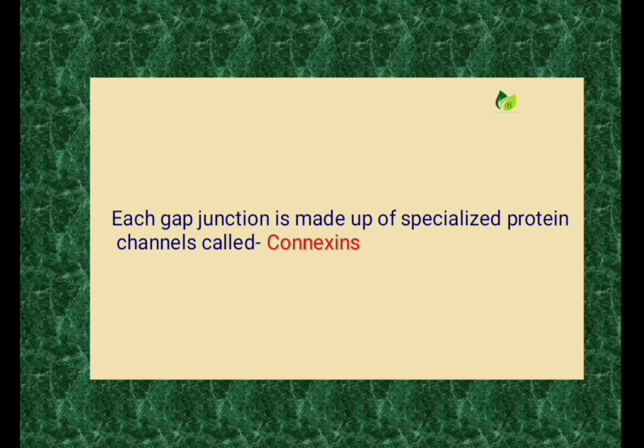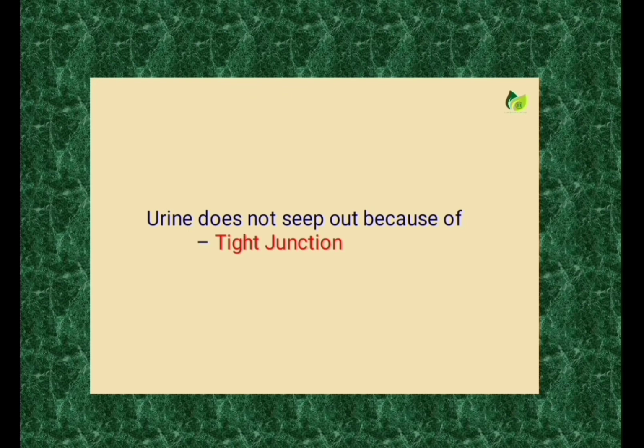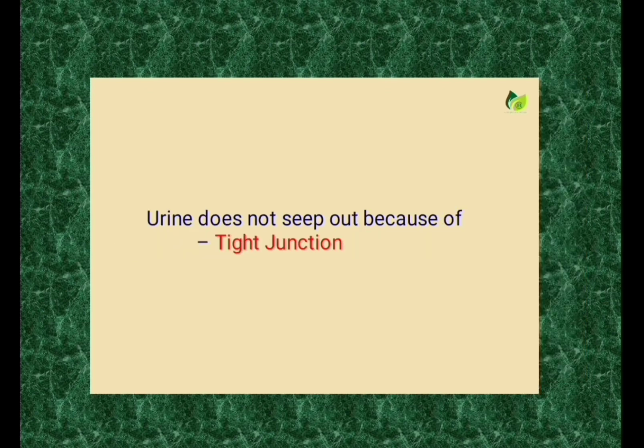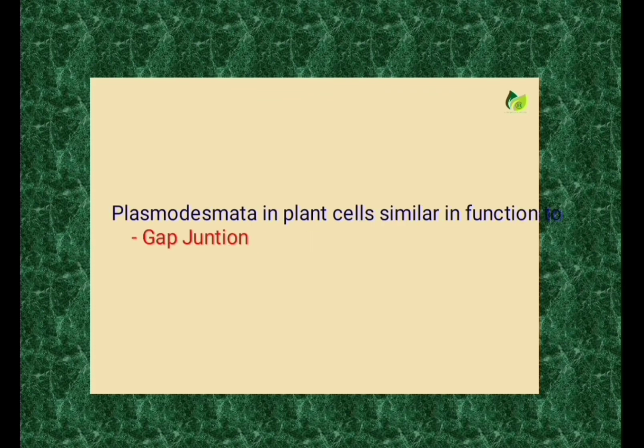Okay, so next question. Here I have to tell you one thing also. Each gap junction is made up of specialized protein channels called connexins. Next question is, urine does not seep out because of tight junction. Now coming to the next question. Plasmodesmata in plant cells are similar in function to gap junction.